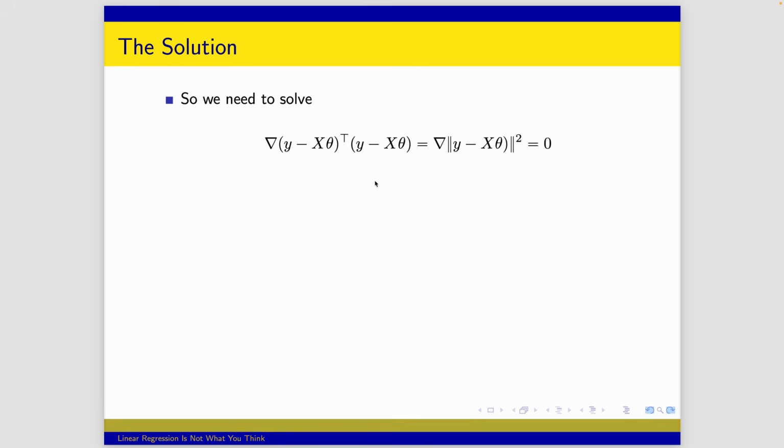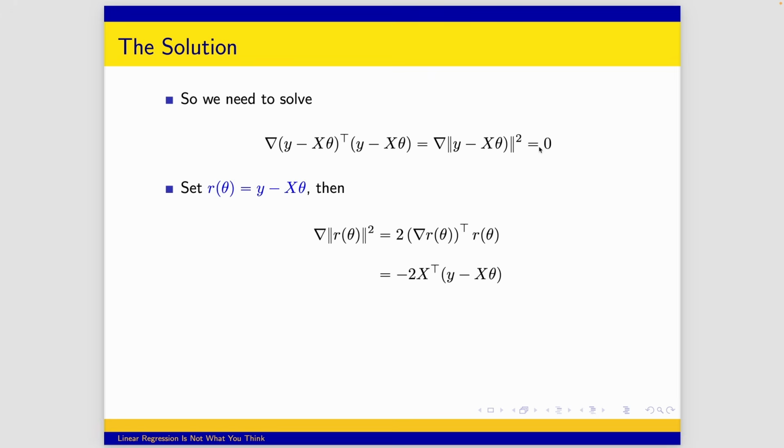So how do we solve this problem? Well, we need to find the gradient of this, which is the total square error, which is equivalently the gradient of the 2 norm of this vector, which is the square error. And once we found that gradient, we set it equal to 0 and we solve the equation. So let's set r theta equal y minus x theta.